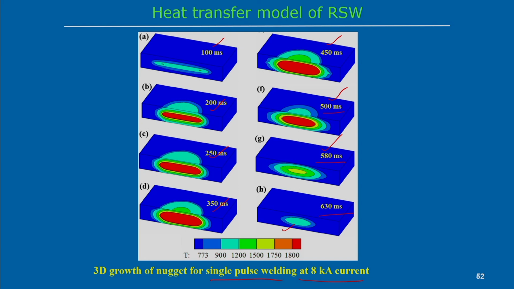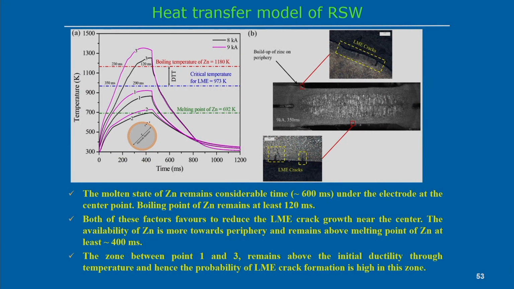So, that is the kind of information we can get from the thermal simulation. We can utilize this information to predict the LME phenomena associated with the resistance spot welding process. We can see the temperature at 8 kiloamperes and 9 kiloamperes. This is the typical temperature distribution at three different positions, and we can estimate in which cases, at which point, it is above the boiling temperature of the coated material.